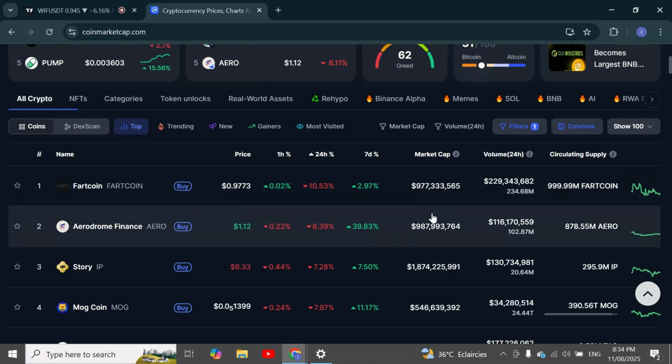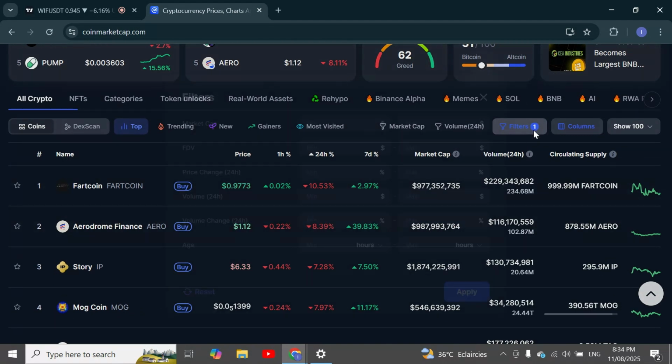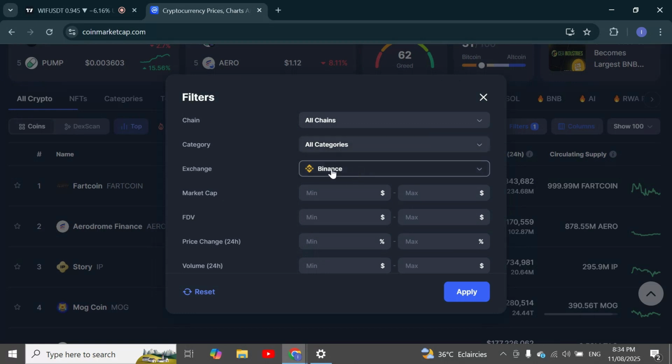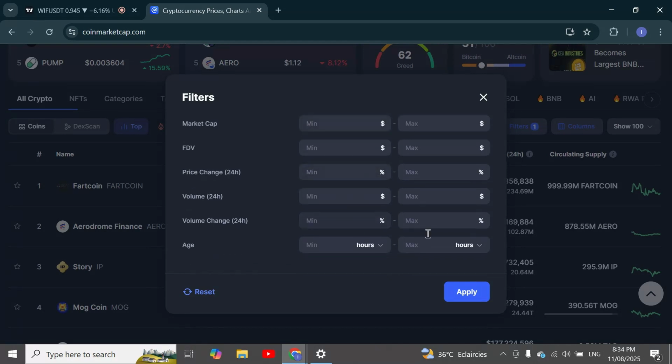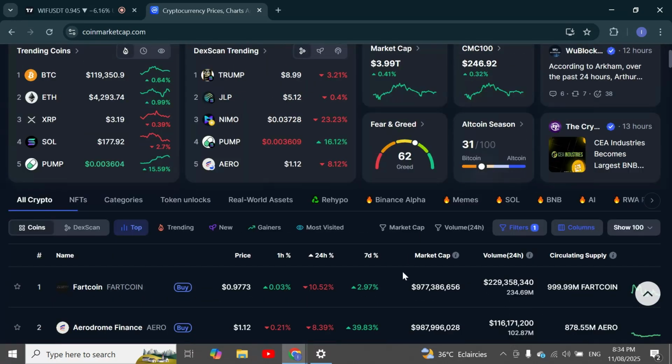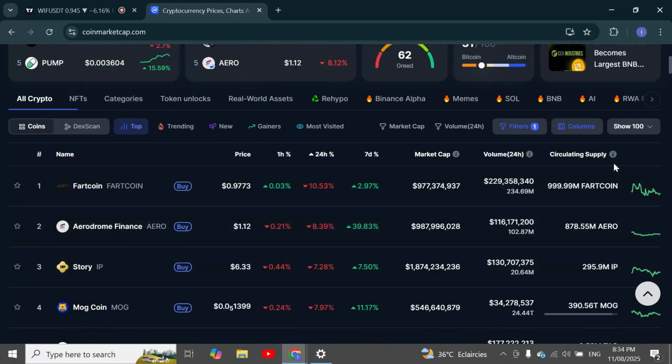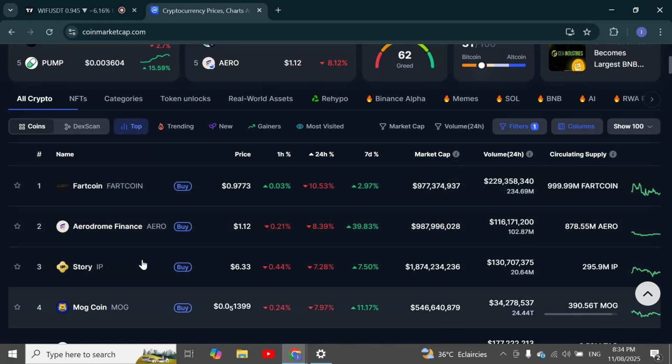First of all, what I like to do is a filter to choose Binance as the exchange. If you want, you can choose the platform that you are using. It doesn't matter for me, but in this example I will use only Binance because I'm trading in Binance. And the second thing that you need to do is to press apply, and then as you see here, all these coins are here.